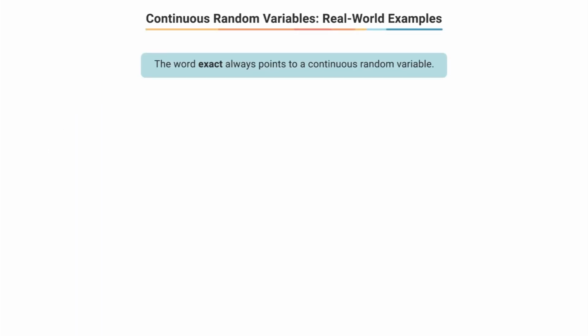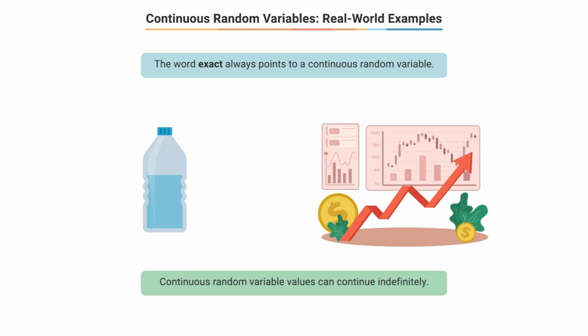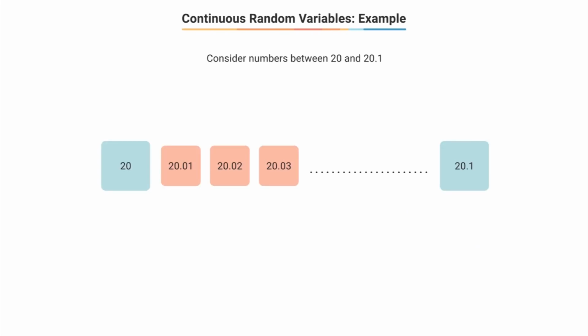So when you use words like exact amount of time, or say the amount of water present in a bottle, or exact stock price at the end of a trading session, or anything that is generally exact, this is always going to be a continuous random variable. And the reason is that the moment you say exact, the values that the random variable can take are going to be infinite. Even just between 20 and 20.1, there could be a million values. Whenever you have such kind of random variables, they are called continuous random variables.